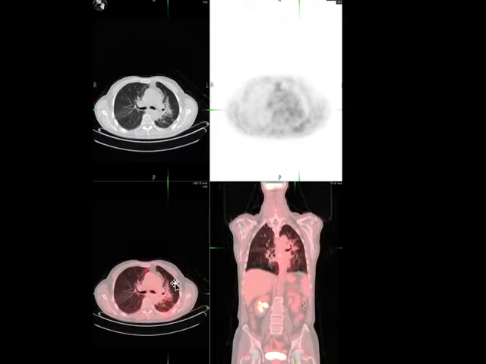Here is the appearance now of post-radiation change. You can see that multifocal consolidation has resolved and the hypermetabolism is much less intense, showing only mild activity.